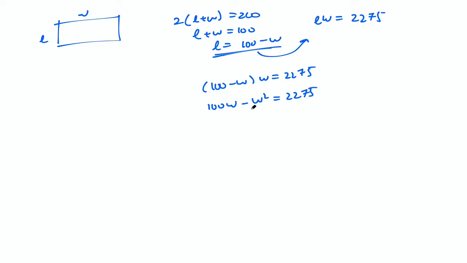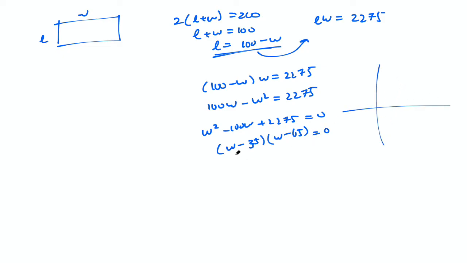What I can do is bring both of these to the other side to get w squared minus 100w, and this will stay the same. You can now graph this, right? One way of doing it is noticing that I can factor this so it's 35 and 65. If you do that, what you end up getting is that the width is either going to be 35 or 65. So it's going to intersect here, like this.